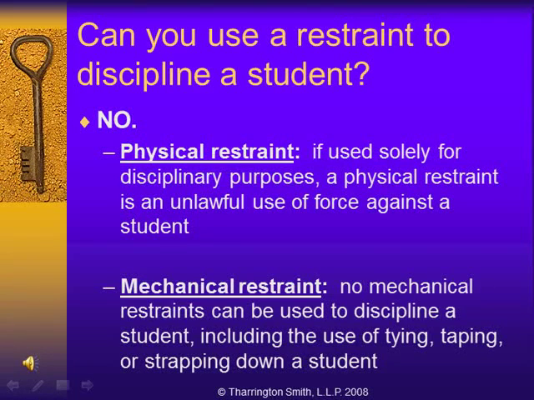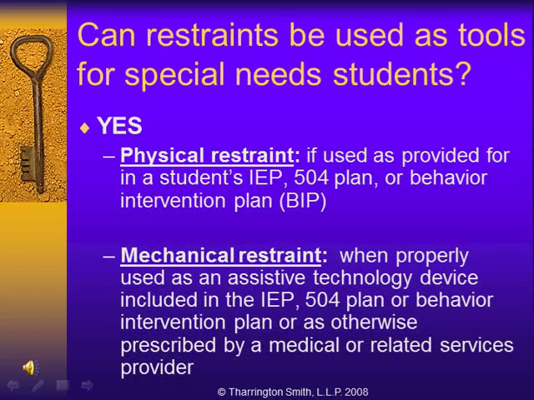Now we will discuss the situations in which restraints can be used. In the proper circumstances, restraints can be used with special needs students. Physical restraints may be appropriately used with a special needs student if specifically provided for in the student's IEP, 504 plan, or Behavior Intervention Plan. Mechanical restraints may be appropriate when used as an assistive technology device for a special needs student, again, as provided for in the IEP, 504 plan, or behavior intervention plan, or as otherwise prescribed by a medical or other service provider. These plans should contain specific guidelines regarding the purpose of the restraint and the type of situation in which the restraint may be necessary for that particular child.